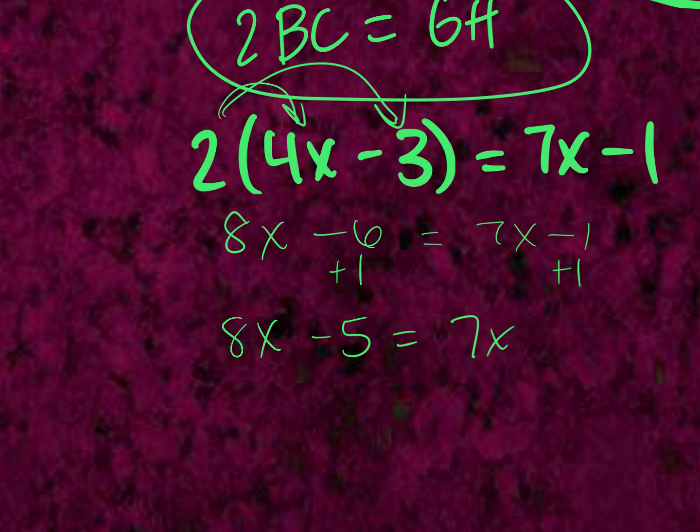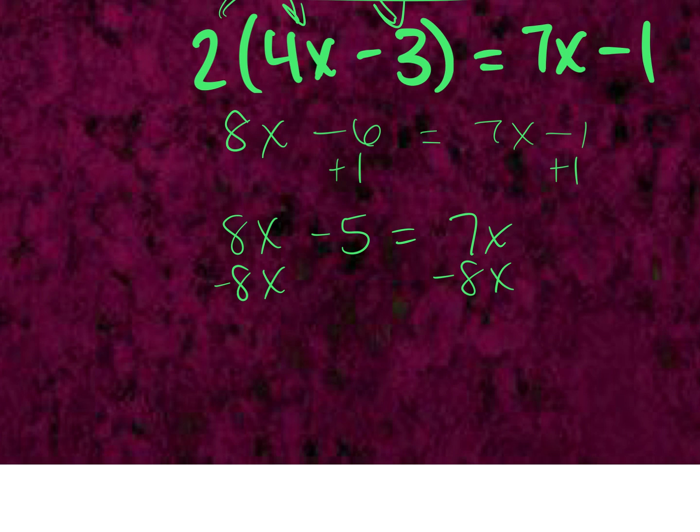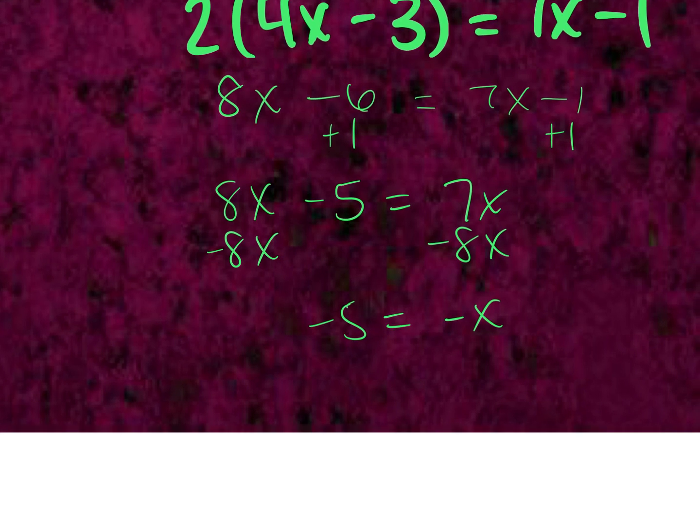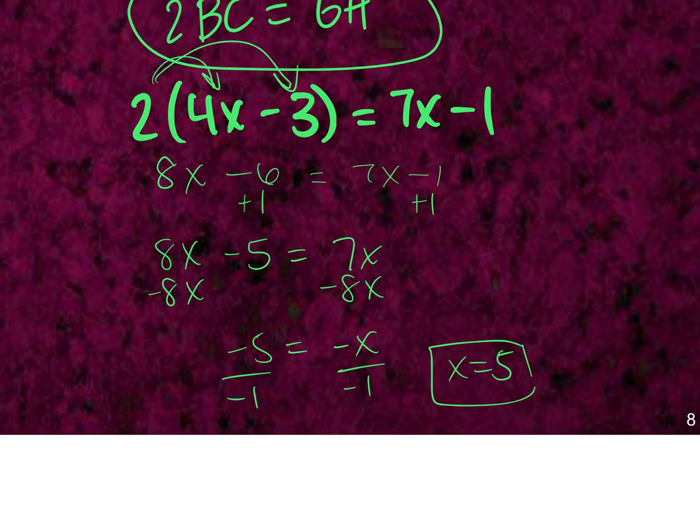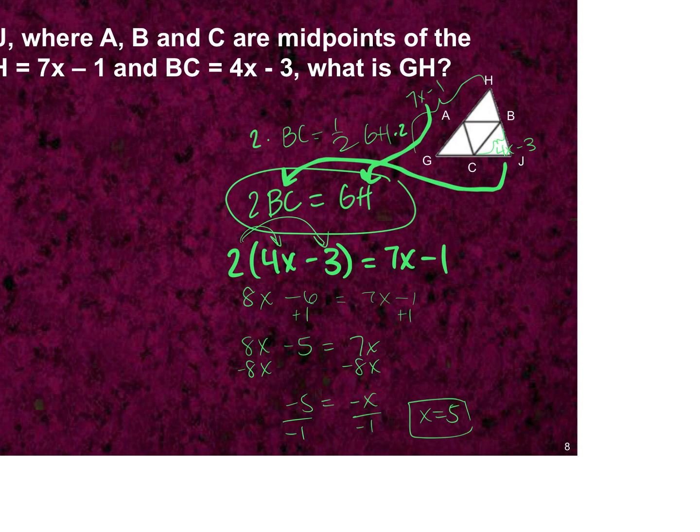Okay. What would you do after that? What do you get? Negative x and negative 5 over here. What's my last step? Yay! GH is equal to 5? No. What did I forget? Plug it back in. When I plug it back in, where should I plug it back into?